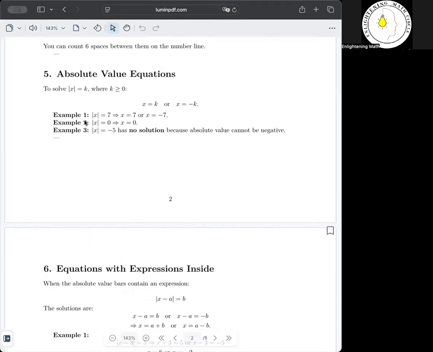So for the first one, absolute value x equals 7, which tells us x either equals 7 or negative 7. Absolute value x equals 0. This case has one solution because zero can only be 0 points away from 0. And then absolute value x equals negative 5. So this one has no solution because distance can once again never be negative.